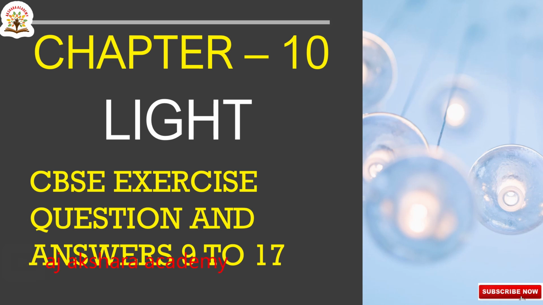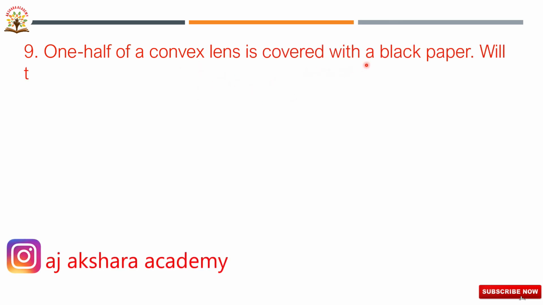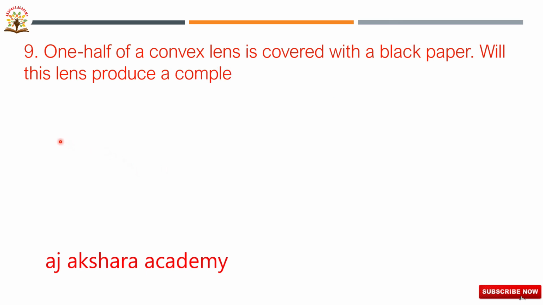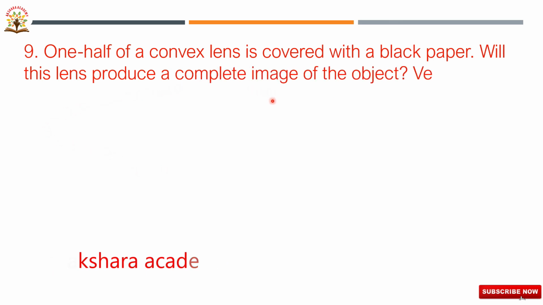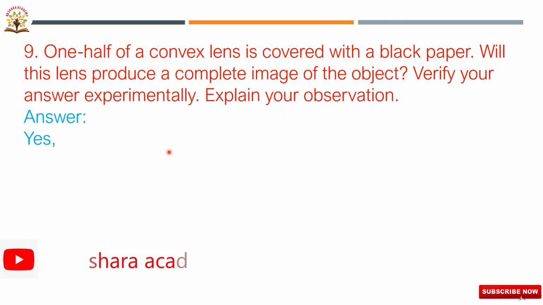Okay, let us go to today's topic, light. Let us go to the first one. One half of a convex lens is covered with a black paper. Will this lens produce a complete image of the object? Verify your answer experimentally. Explain your observation.